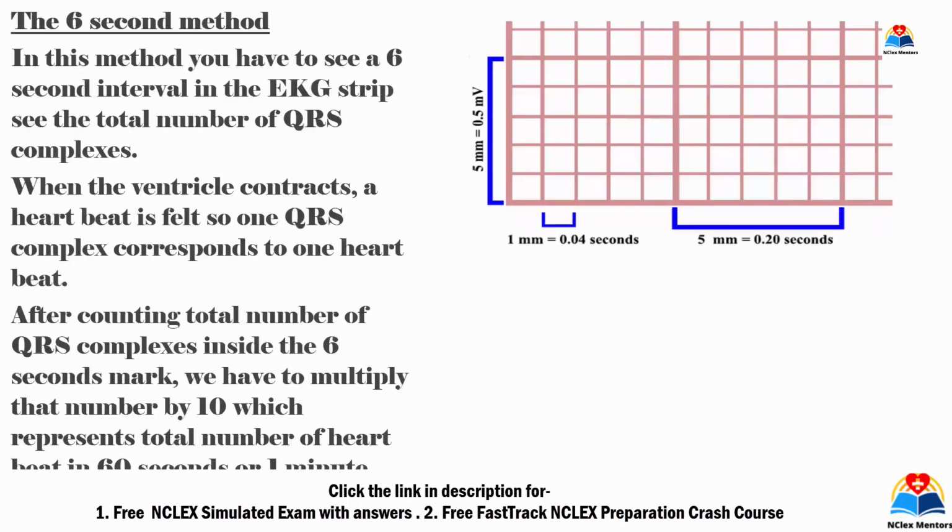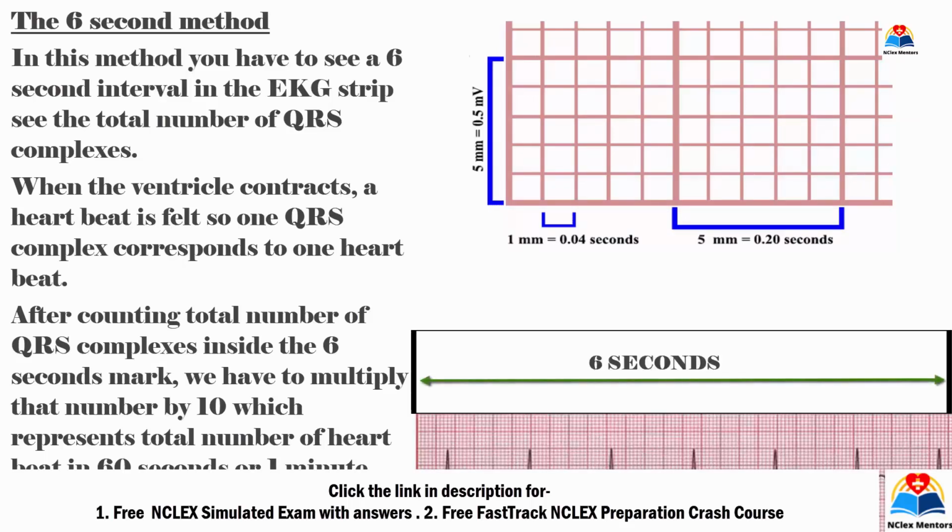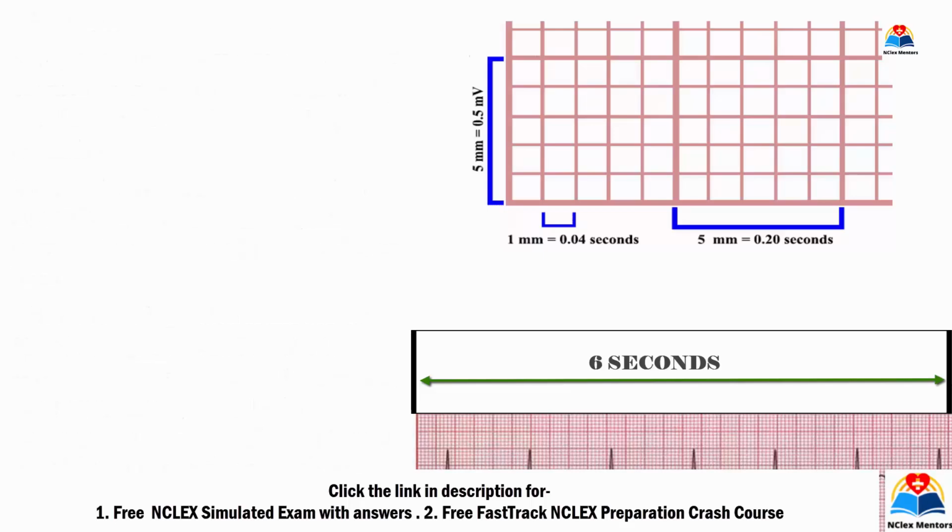The 6-second method. In this method, you have to see a 6-second interval in the EKG strip, see the total number of QRS complexes. We know that when the ventricle contracts, a heartbeat is felt, so 1 QRS complex corresponds to 1 heartbeat. So after counting the total number of QRS complexes inside the 6 seconds mark, we have to multiply that number by 10, which represents the total number of heartbeats in 60 seconds or 1 minute.